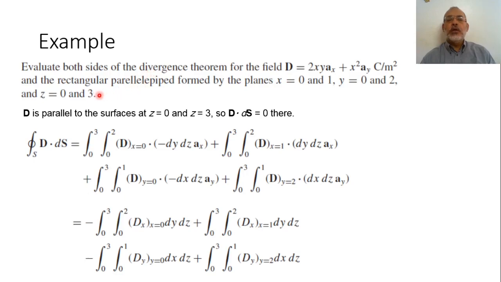As we mentioned, we have two other faces, one at z equals 0 and the other at z equals 3. Here the normal is in the negative z direction, and here the normal is in the positive z direction. But because the electric flux density doesn't have a component in the z direction, D dot dS in these two cases would be 0, so we will not write these two faces. Alright, now we have 4 surfaces and 2 zero surfaces already.